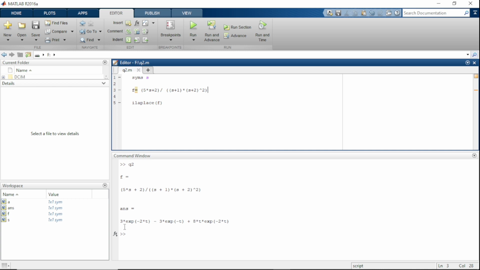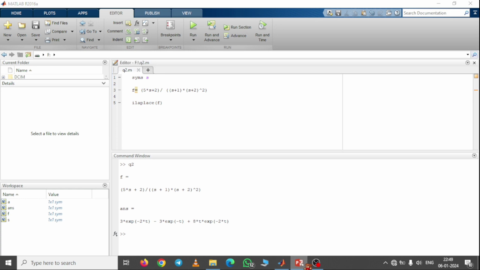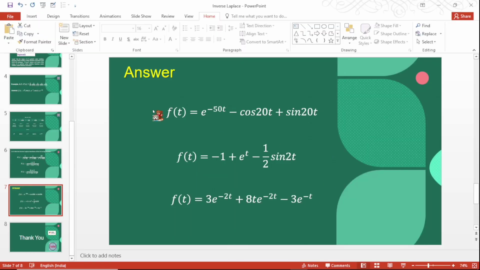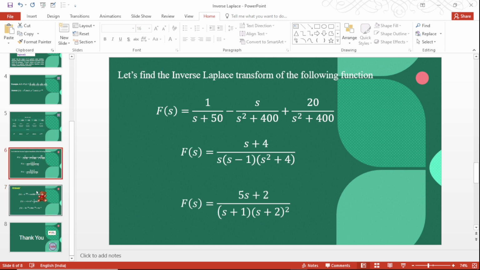So here the answer is 3 e to the power minus 2t minus 3 e to the power minus t plus 8t e to the power minus 2t. Okay, so these are the answers of the questions. So here you can see.